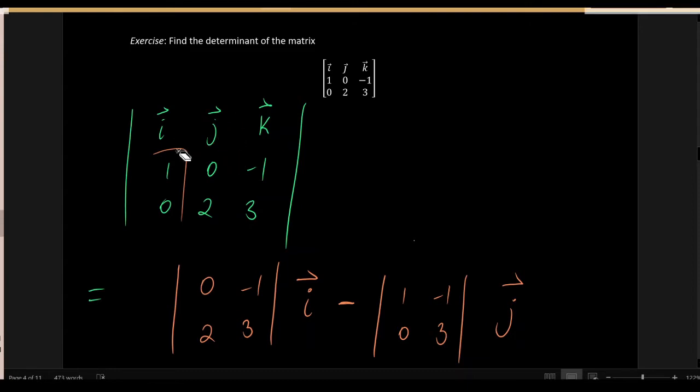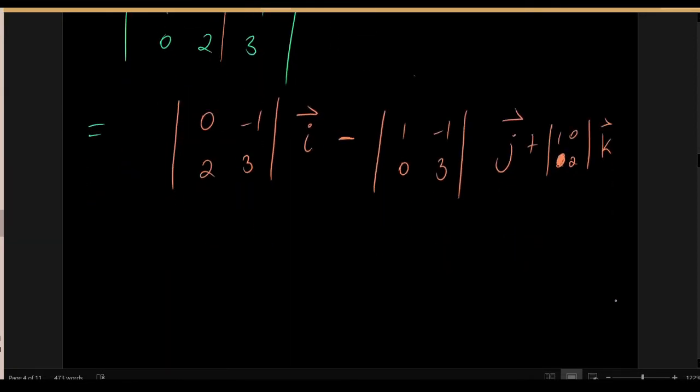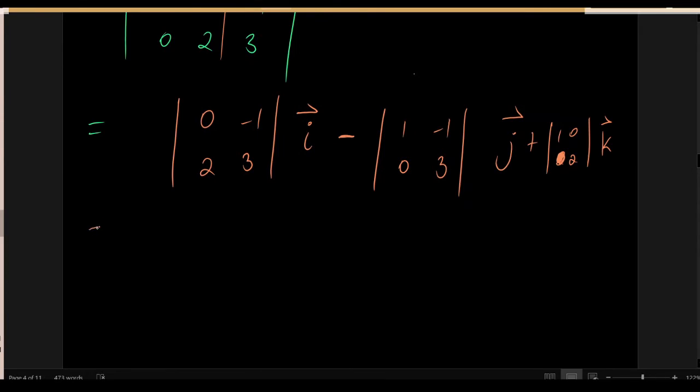Alternate sign again, so now we're back to plus. Plus the third entry in the first row, k, times the matrix determinant, excluding k. So 1, 0, 0, 2. All right, so now let's calculate each of these individual 2 by 2 matrix determinants.